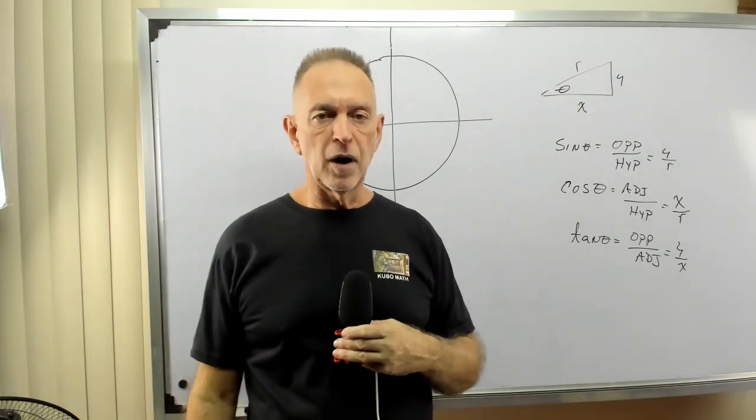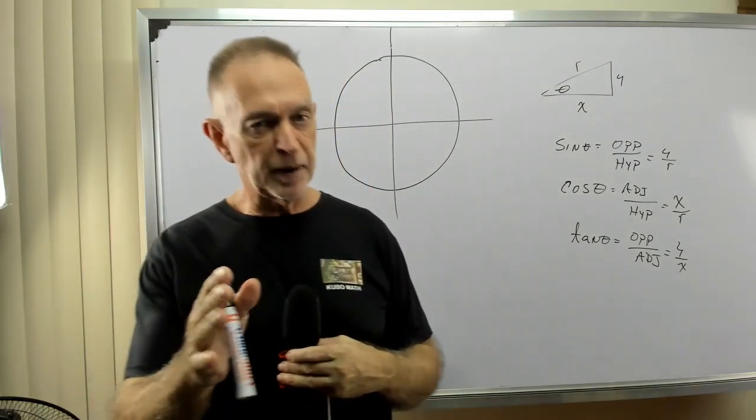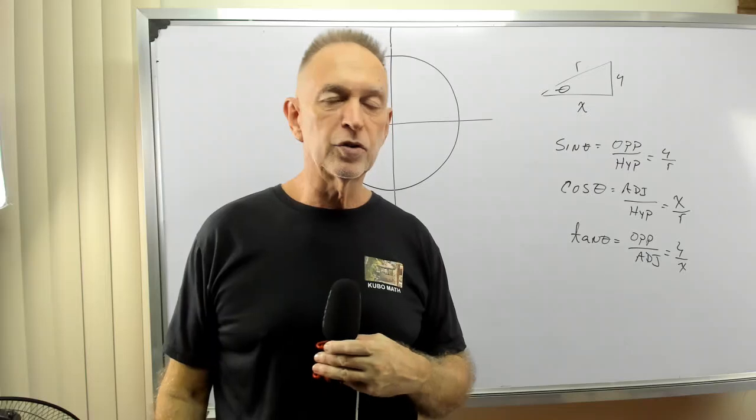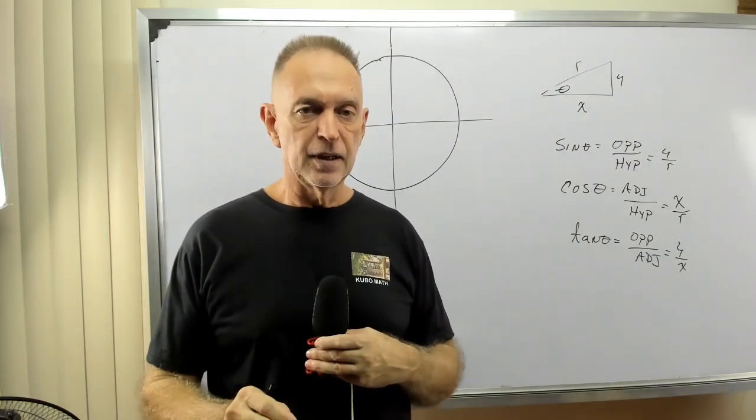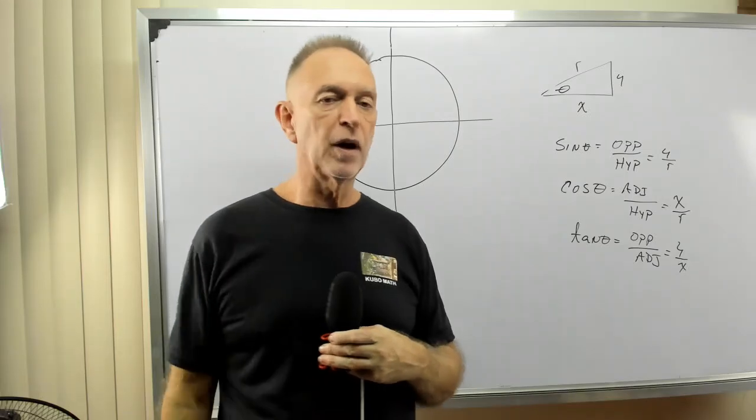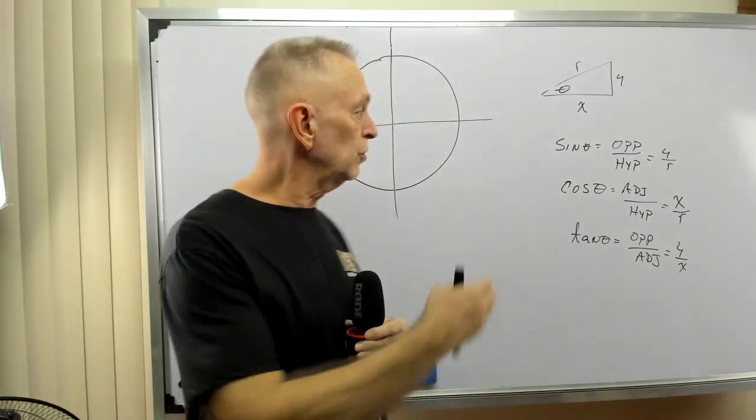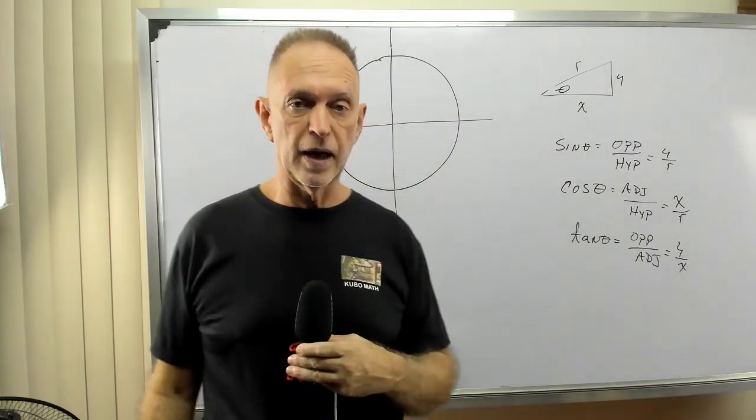Hey guys, Dr. Brown here, and tonight, by special request, we're going to work on the Pythagorean Identities and look at where some of these formulations come from, and we're going to use the unit circle to do that.